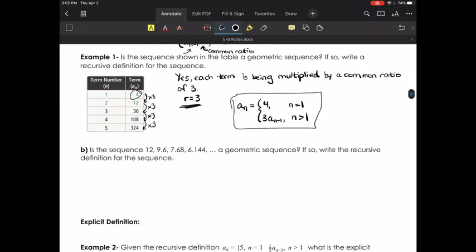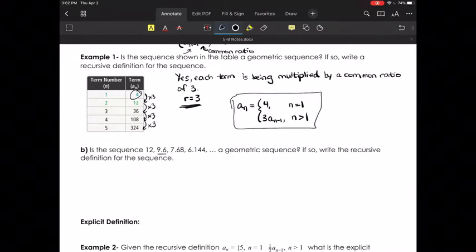Now, on letter B, instead of showing you a table, it just lists out the sequence. So you have 12, 9.6, 7.68, 6.144. Is it a geometric sequence? If so, write the recursive definition. This one's obviously a little bit harder to see if you're multiplying by the same thing every time.